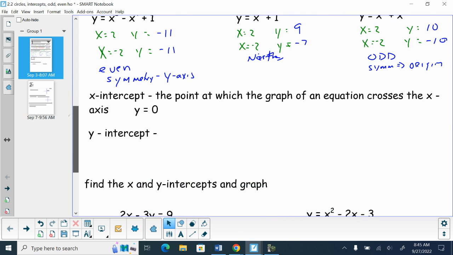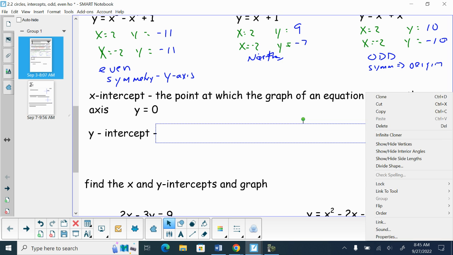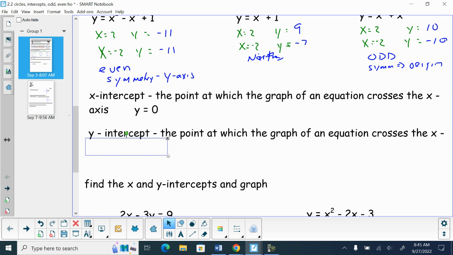And the y-intercept, the point at which the graph crosses the y-axis. This is where x is equal to 0. The x and y-intercepts are important points that can guide our equations or our graphs by just looking at the x and y-intercepts.